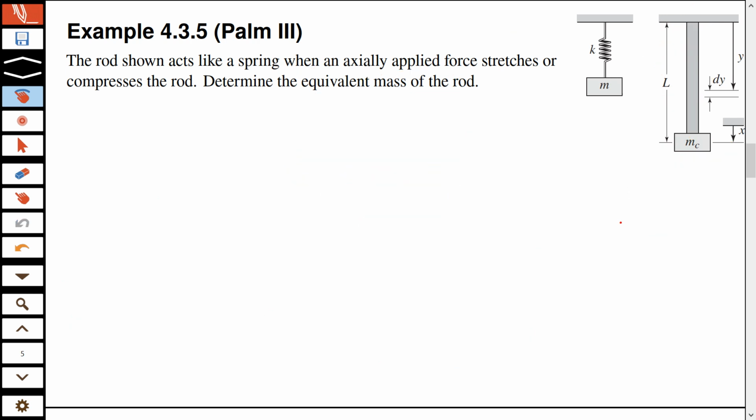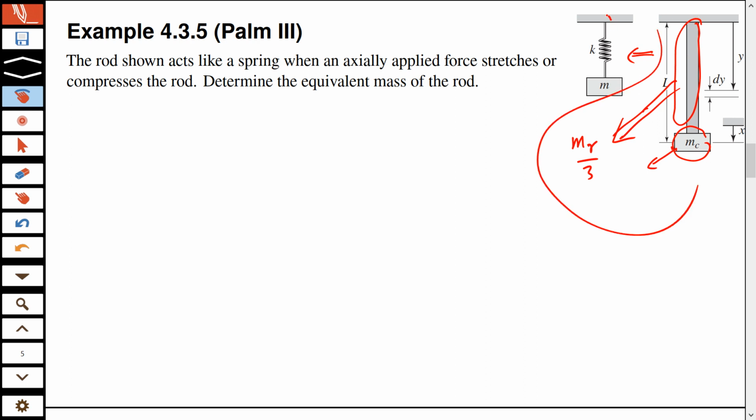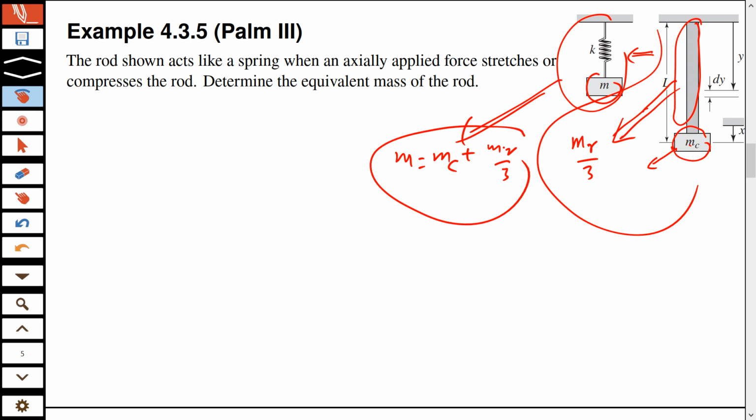So if I have a recap, what we did so far is that we started with this body which has a concentrated mass, which has a distributed mass. We approximated the distributed mass by an effective mass which is 1/3 of the total mass of the rod, and now we want to represent this whole body by a single spring and a single mass. So that single spring and that single mass, that m will now be mc, because that mc is not going anywhere, plus mr over 3. This is the recipe of actually representing something by a mass spring system.